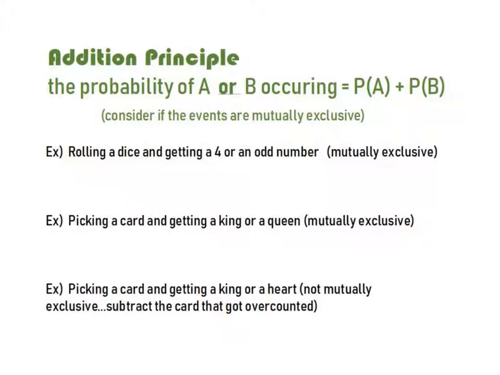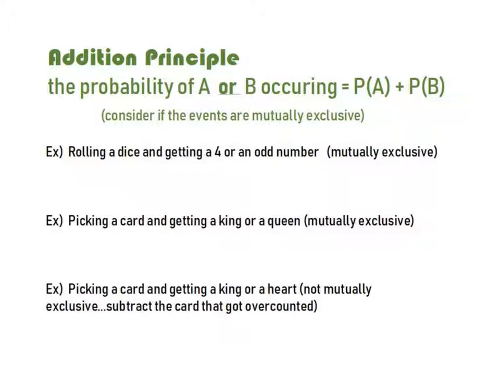The next principle is the addition principle. And you use this one when you're looking for the probability of A or B occurring. If you see an or, and always means multiply, or always means add. Now, the tricky thing about this is you have to consider whether these two events, this A and B, are mutually exclusive. Are they totally different things, or could they have happened at the same time? I'll show you what I mean here in a minute.